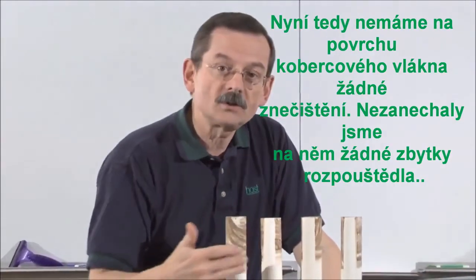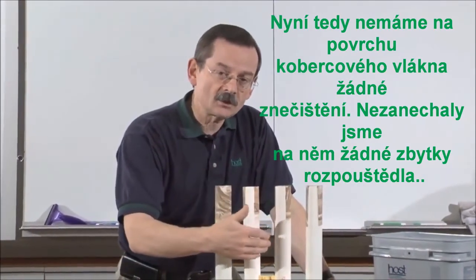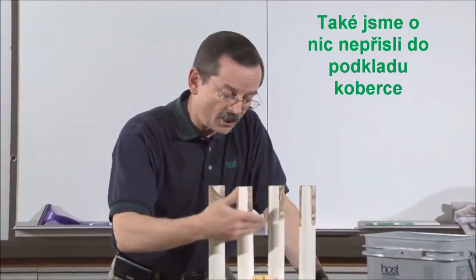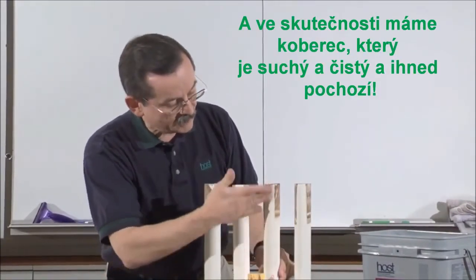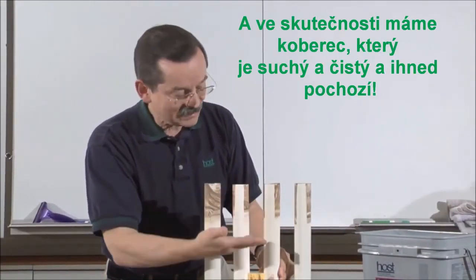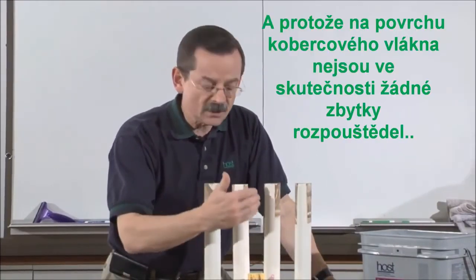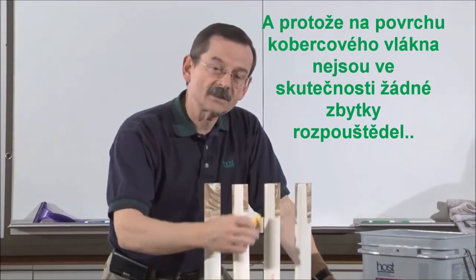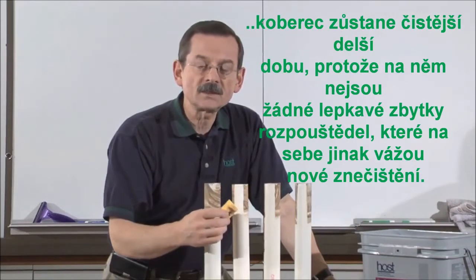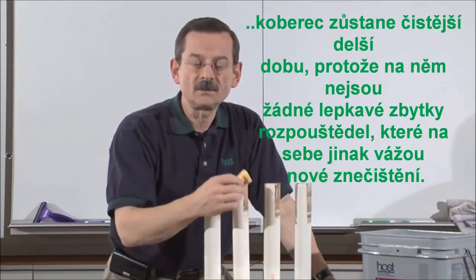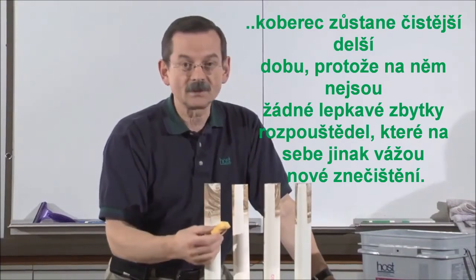So now there's no soil on the surface of the yarn. We have not left any detergent residue in the carpet. We've not lost anything to the base of the carpet. And we actually have a carpet that is dry, clean, and ready to be walked upon again. And because there is no actual residue left on the surface of the yarn, the carpet stays cleaner longer because there isn't any detergent residue there to attract dirt more quickly than it would if it wasn't there.